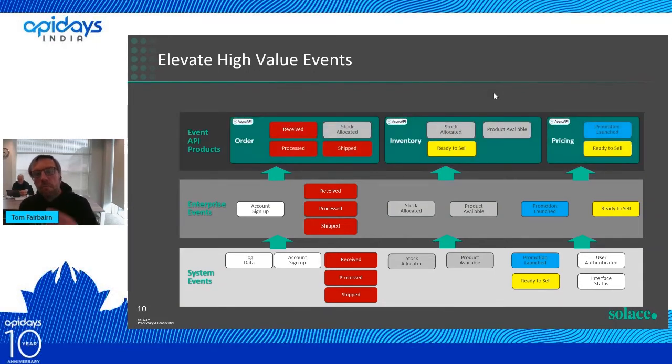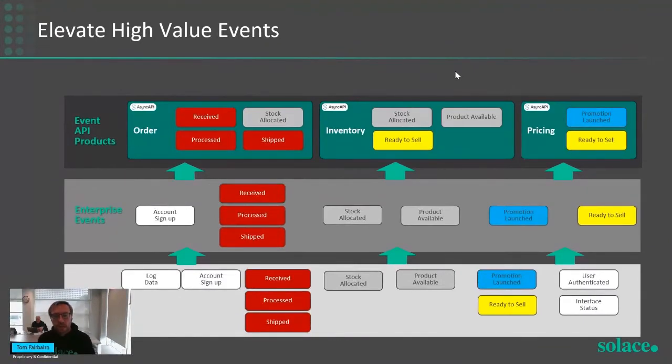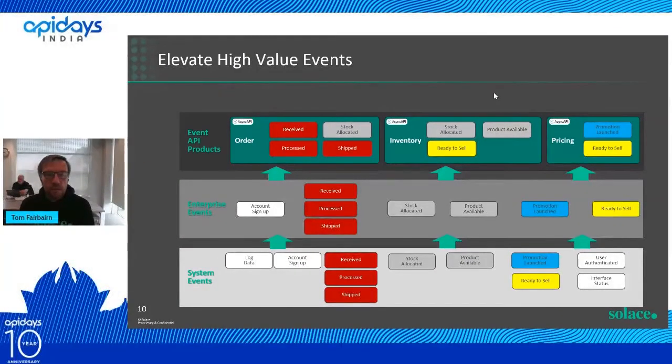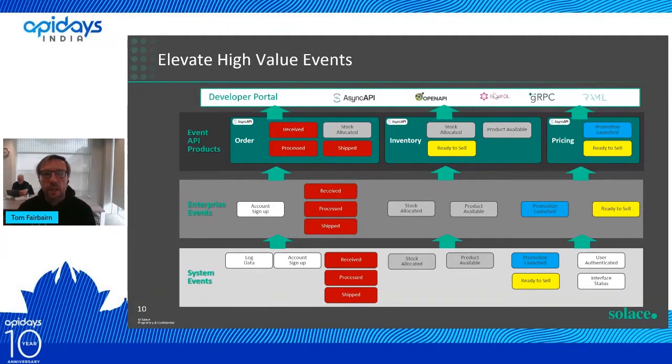We then bundle up our enterprise events, because they have that higher business value. We can bundle them up into our event API products, and then hopefully with our open standards, we can start shipping them into a developer portal, right? And if you look at this, this is very similar to the way we might treat an API product.